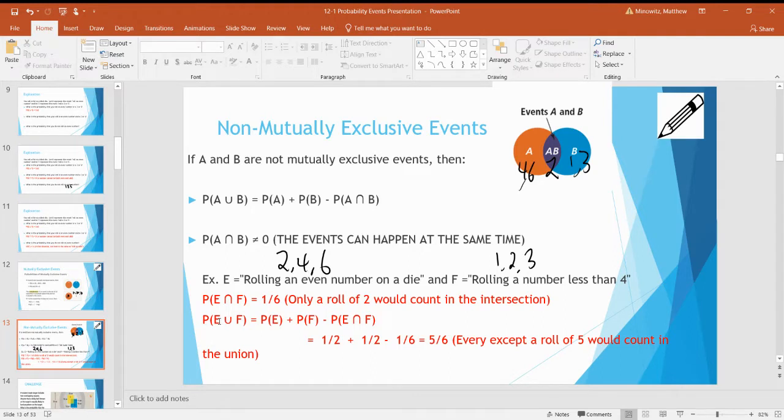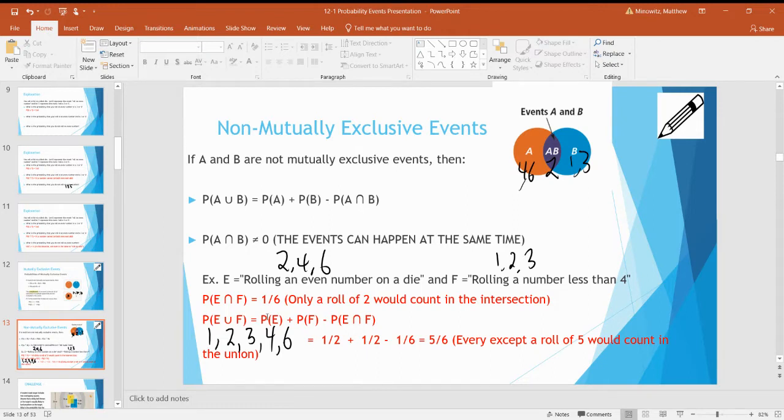Now to do the union, to figure out what numbers are in E or F, what I'd probably do in this problem, instead of using this crazy formula, I would say, okay, can I list any of the numbers that are even or less than 4? 1 is less than 4, 2 is even, 3 is less than 4, 4 is even, 5 is not even, 5 is not less than 4, I can't say that, and 6. So I could say that 5 out of the 6 rolls would make me happy if I said I want an even number or a number less than 4.